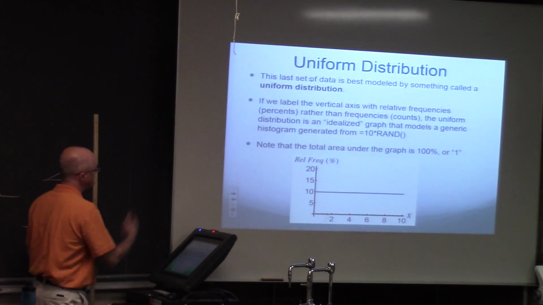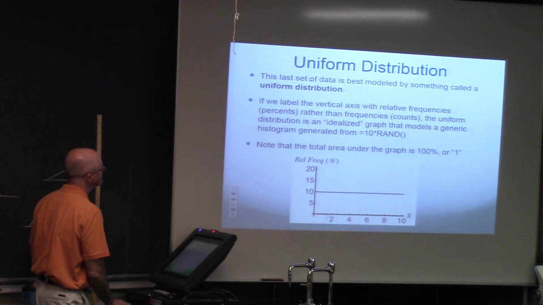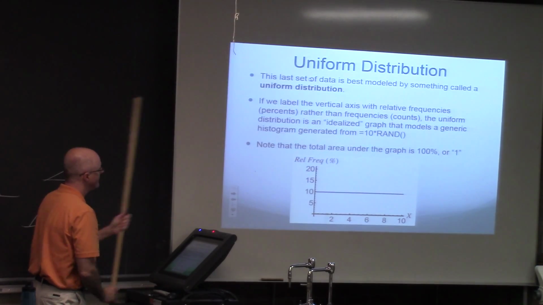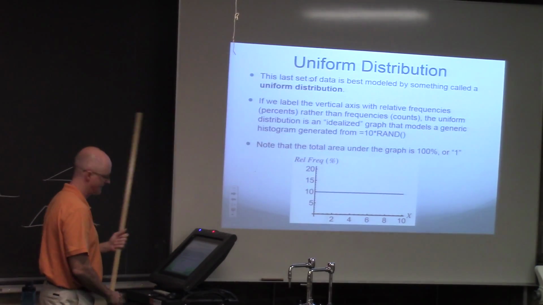And it was approximated by this uniform distribution, it's a horizontal line, representing the idealized situation where all the bars do have the same height. Okay, if you want to imagine that, imagine bars underneath this.